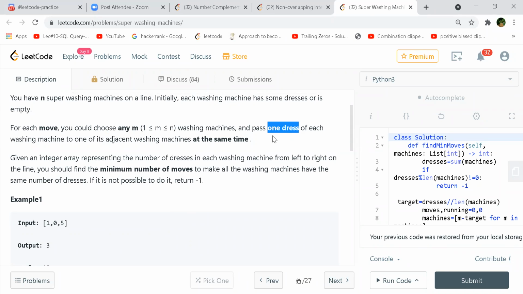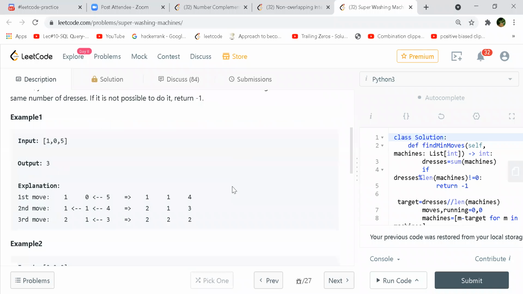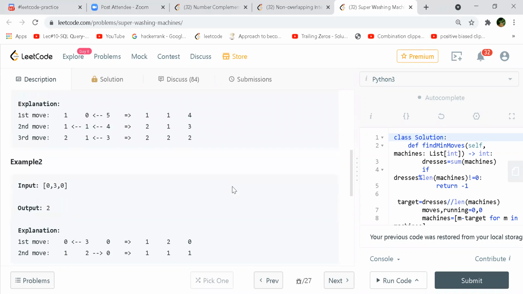So for every washing machine, when we are picking it up, you can only pick one dress, correct, Shashank? And then we move it to only one direction, because you have only one dress to move, right? Yeah. So that is one constraint. Okay. And is there any other example than that?